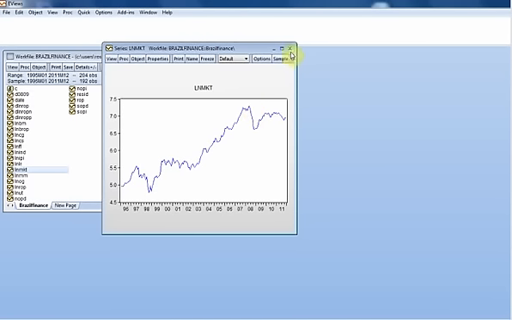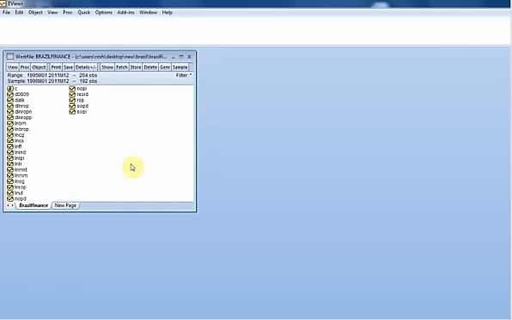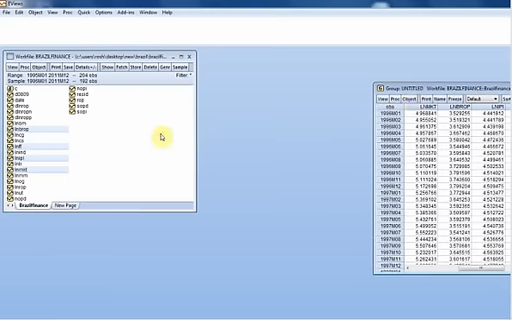Okay, we'll go to the variables that I want to take. This variable I want to take, and also this variable and this variable, and I will open them as a group.